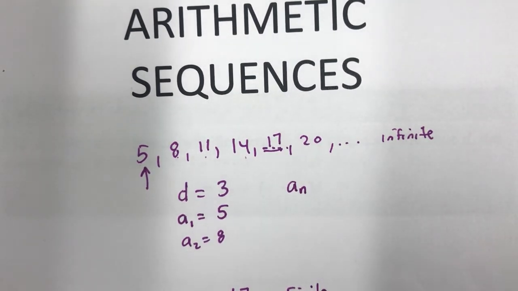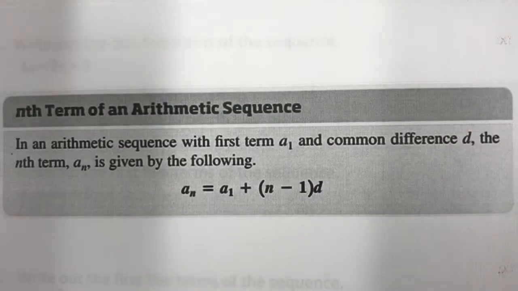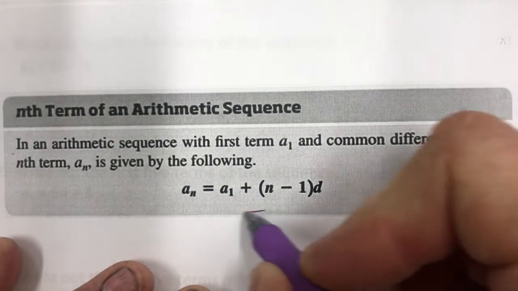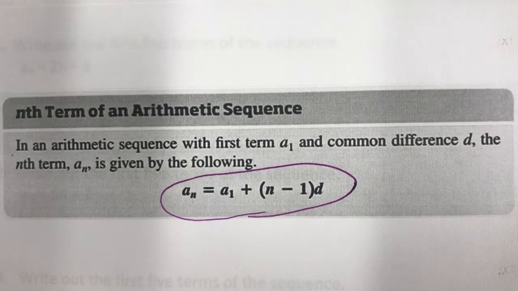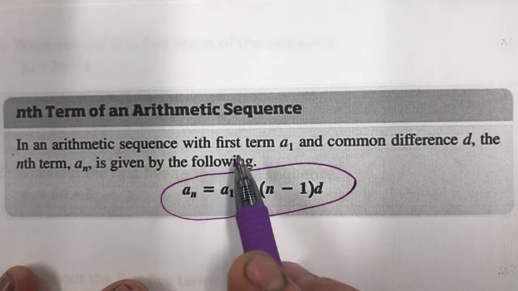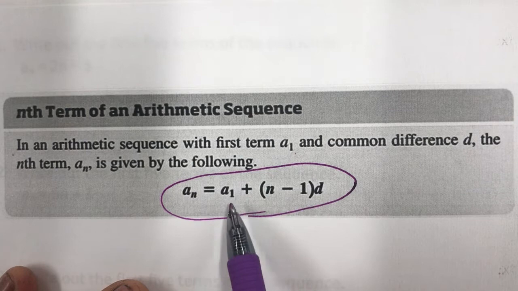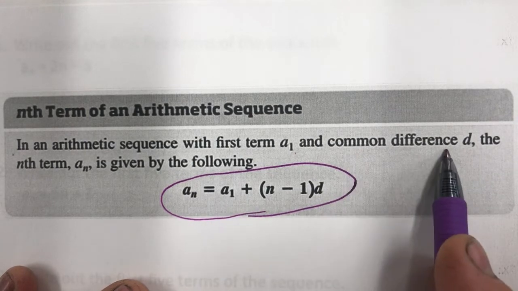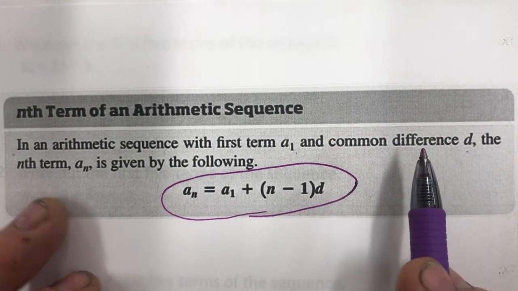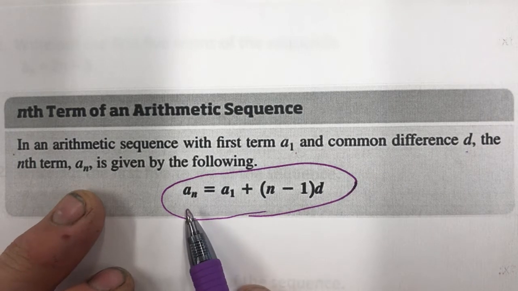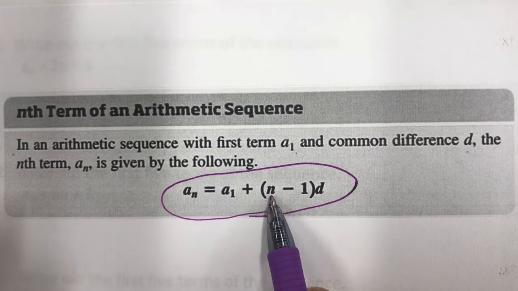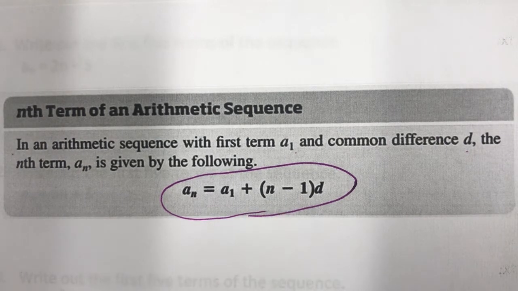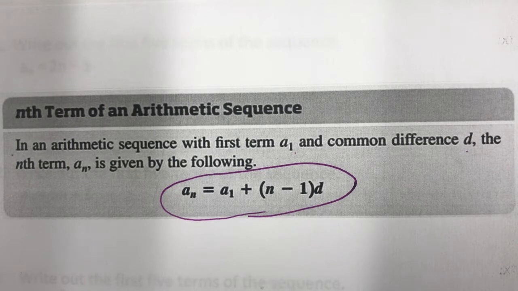Okay? So that gives us this formula right here. This is the formula we have for any sequence. An arithmetic sequence with the first term A sub 1, right there's A sub 1, and a common difference of D, the nth term, or A sub n, is given by this formula here, where n is the number of the term. Okay? So we're going to use this formula to do some of these problems here.